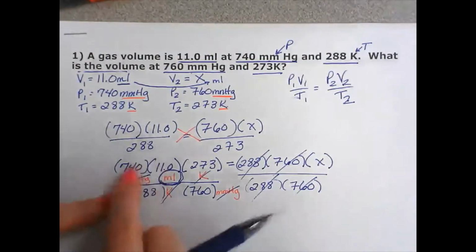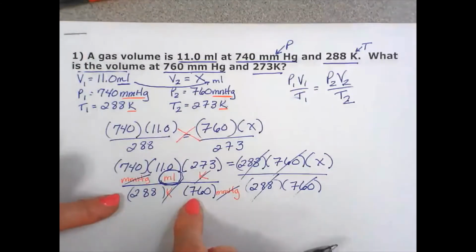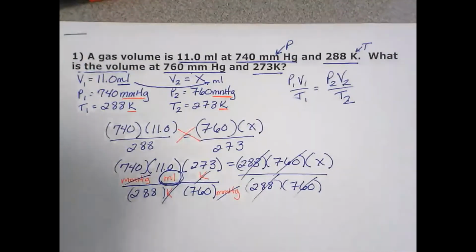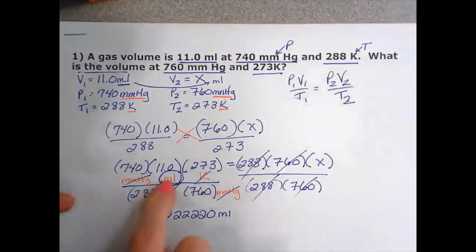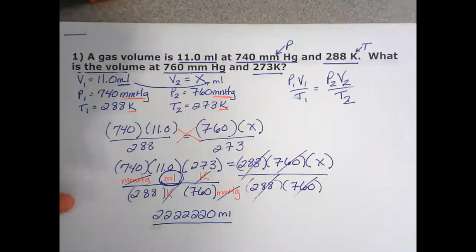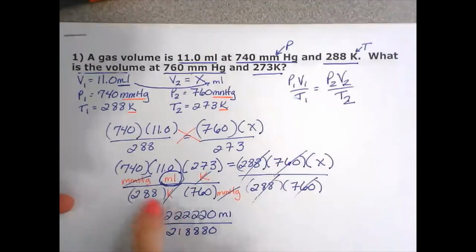So now you have two options. You can put these numbers in the calculator in one step and come up with your final answer, or you can multiply the numerators, write them down, multiply the denominator, and then divide. I'm going to do it the second way. So I'm going to multiply 740 by 11 by 273. And that had milliliters with it because that unit is in the numerator. And then I'm going to multiply the 288 and the 760. There is no unit left in the denominator. We've canceled it out. And now to solve for x, I would need to divide these two numbers.